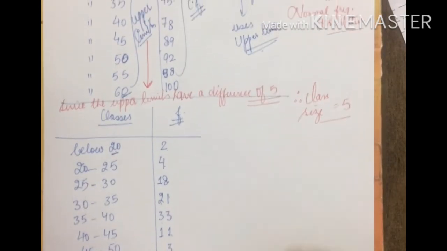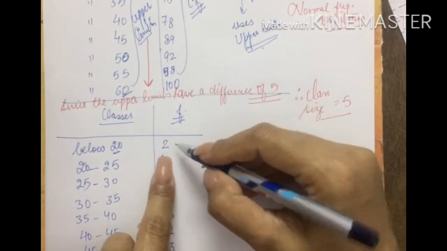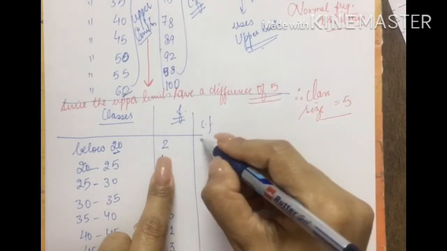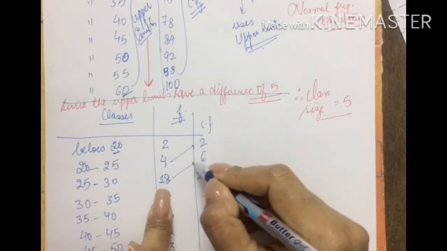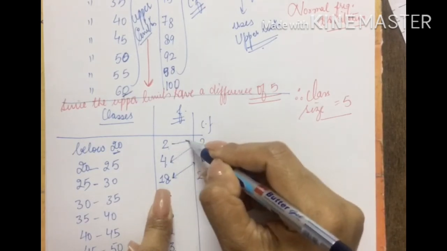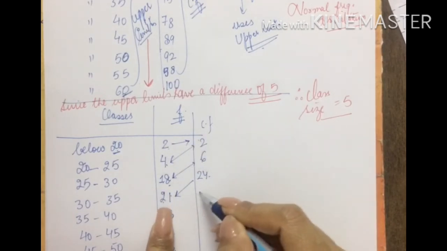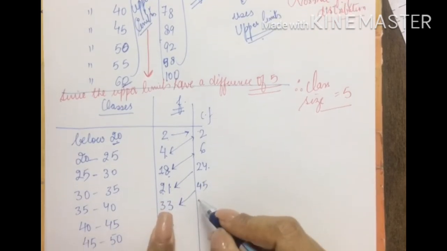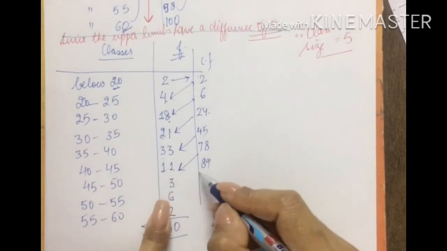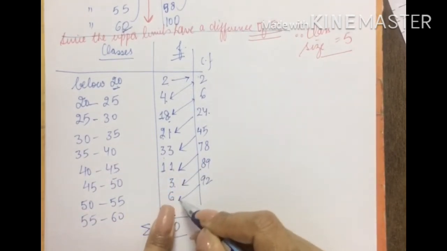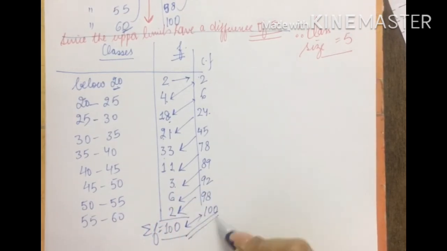Now you could also cross check by calculating the cumulative frequencies from here. If you want to check the cumulative frequencies, the first will be 2, then it will be 6, adding 18, 24. So we keep adding. 2 as such, 2 plus 4 is 6, 6 plus 18 is 24, 24 plus 21 is 45, 45 and 33 is 78, 78 and 11 is 89, 89 and 3 is 92, 92 and 6 is 98, and 98 and 2 is 100, and these two match.